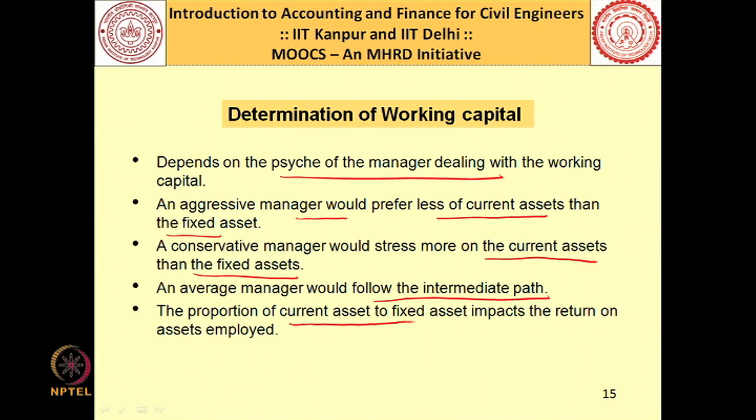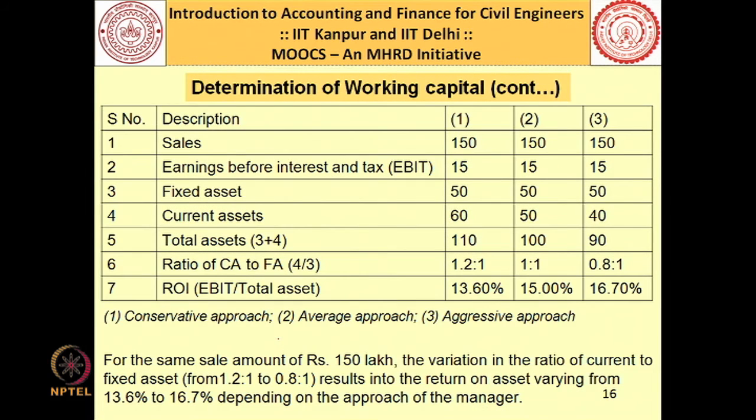Now, this proportion of current asset to fixed asset impacts the return on asset employed. How does it affect? I will show you with the help of one small example. Let us say the sales from a particular company is 150 in all three cases, whether the project manager is a risk seeker, risk averse, or average. I am considering the same sales value for all three cases, and I am assuming that the earnings before interest and tax is, let us say, 15 rupees, 10% of my sales.